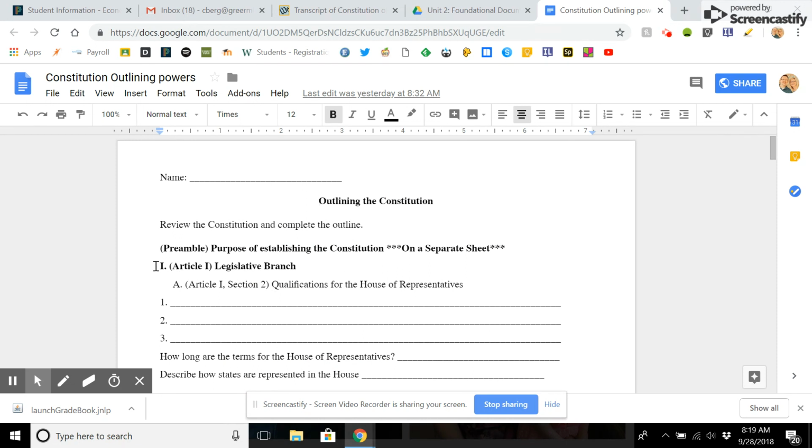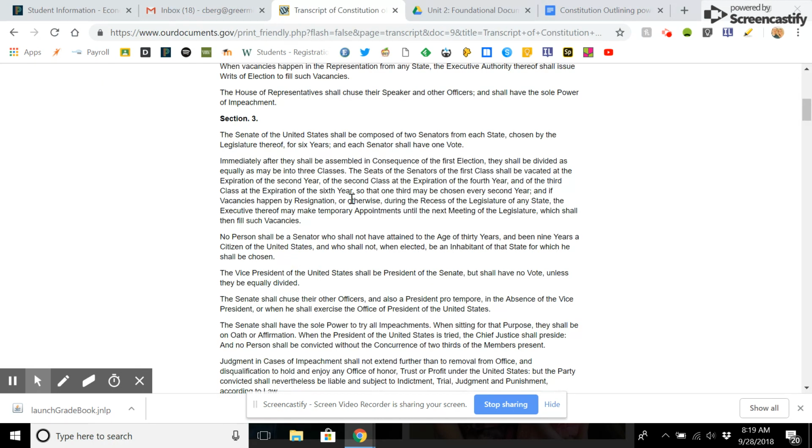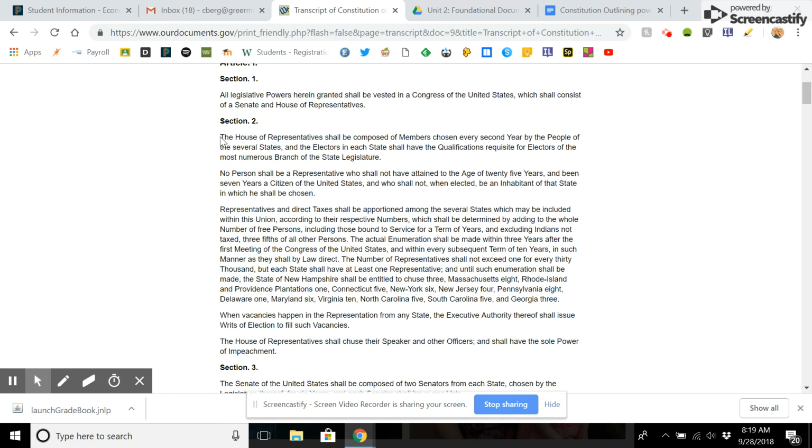So these questions under this heading all come from Article 1, and letter A comes from Article 1, Section 2. So we're looking there, Article 1, Section 2, and it starts off with the House of Representatives. So we know from the get-go that this section is about the House of Representatives. The House of Representatives shall be composed of members chosen every second year by the people of the several states. So right there, every second year, what does that mean? Well, it means every 2 years we vote for people for the House of Representatives.